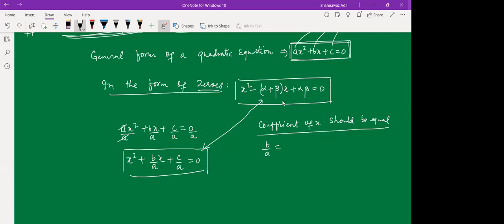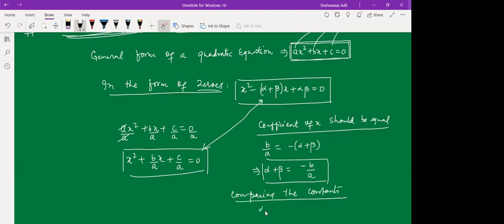By this, alpha plus beta, so minus alpha plus beta, right? This is the coefficient. So if I take the negative sign on this side, alpha plus beta is equal to minus b by a. And similarly, if I compare the constants, what will I get? Comparing the constants, I will get alpha into beta as c by a. Is this clear?